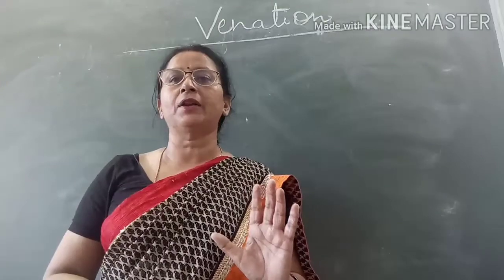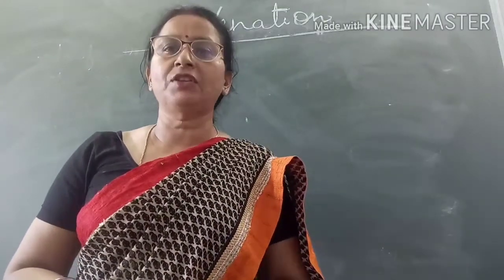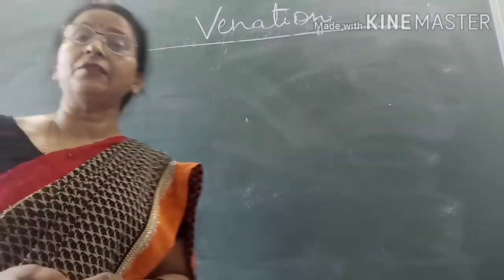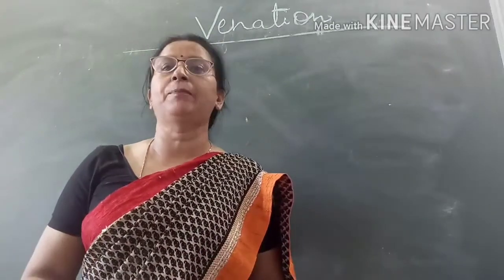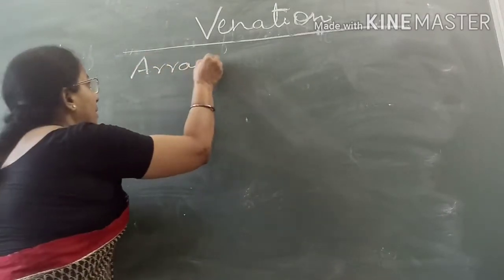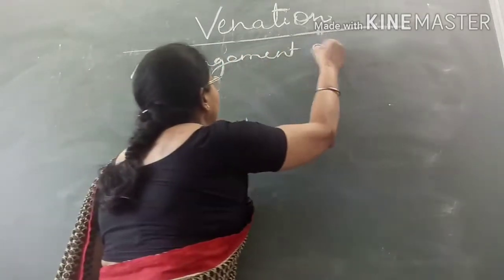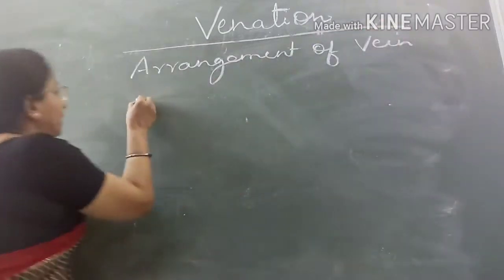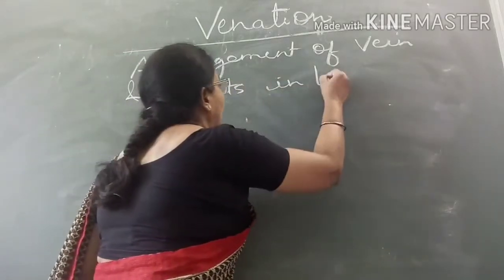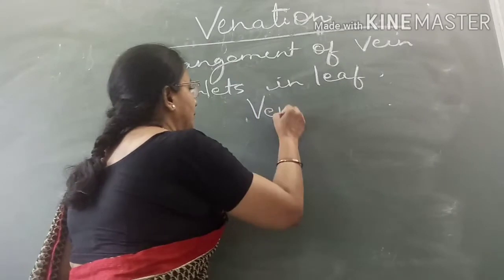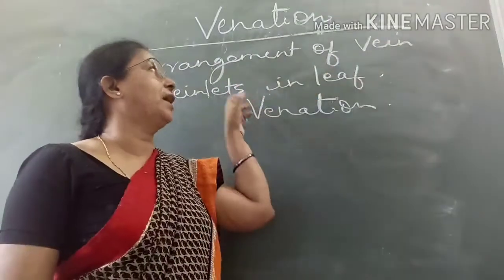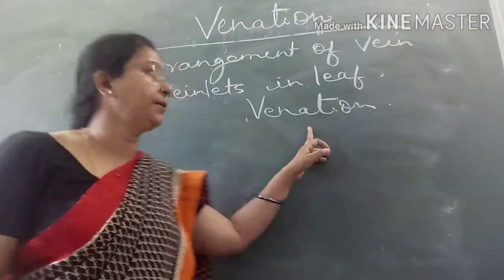In its lamina part, you find a darkened structure which is called the midrib, veins and veinlets. Actually, veins and veinlets are arranged differently in different parts, different plants. The arrangement of veins and veinlets in a leaf is called venation. That means the arrangement of veins and veinlets in leaves is called venation.